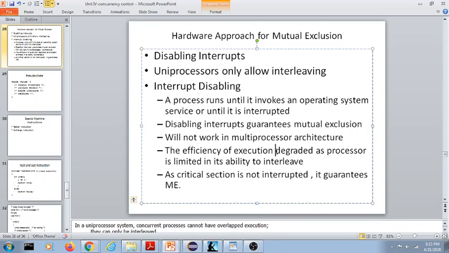But then again, whenever one process gets access to a common resource, say the printer, at that time you are disabling all the interrupts. You are telling the other processes that they don't have to interfere now. So disabling the interrupts will degrade the processor performance. Its ability to interleave will be hampered. But as the critical section is not interrupted, it guarantees mutual exclusion.